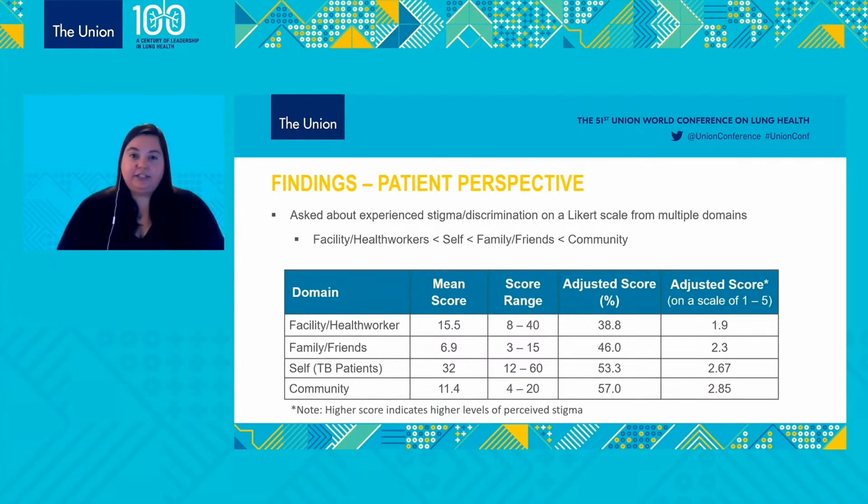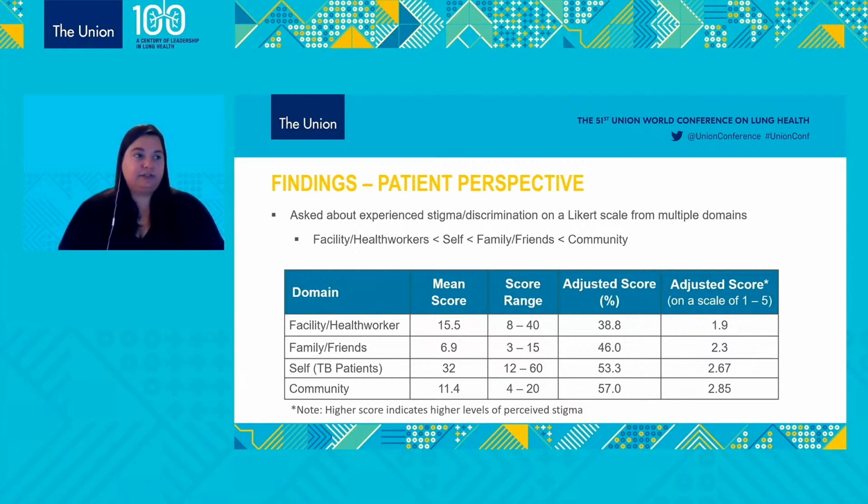So in terms of the findings from the patient perspective, patients were interviewed and asked to rate a series of positive and negative statements related to their experienced stigma using a Likert scale. And this was a 5-point scale from strongly disagree to strongly agree. The statements were then divided up into these 4 domains or categories of individuals or groups that either stigmatized or discriminated against TB patients. So these groups were TB health workers, close friends and family members, TB patients themselves through self-stigmatization, as well as members of a TB patient's community.